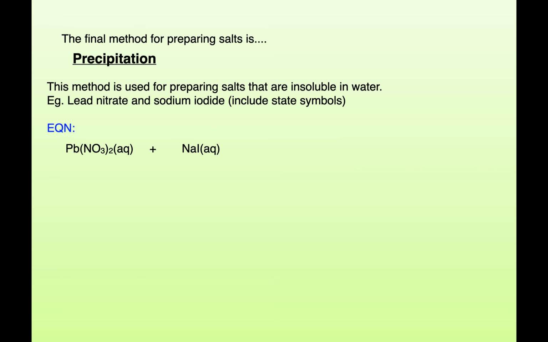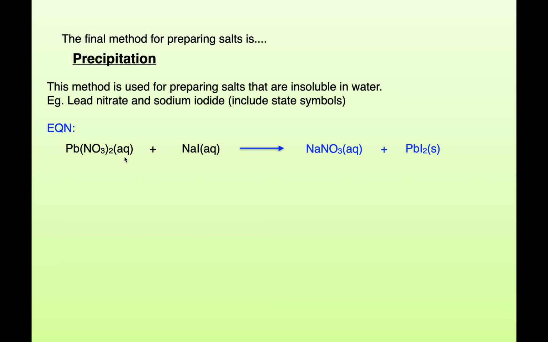Okay, so they start off, we've got lead nitrate solution. The lead's got a charge of 2+. Sodium iodide, and they meet. Have a go, see if you can work out what they produce. We get sodium nitrate and we get lead iodide. Lead iodide is solid, everything else is aqueous.